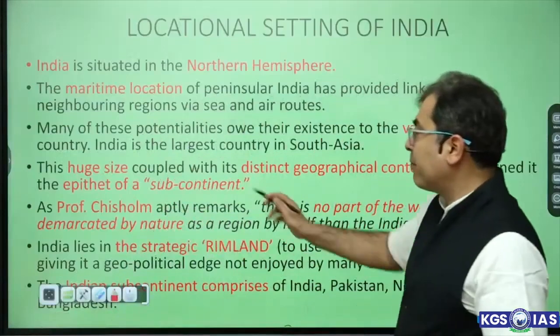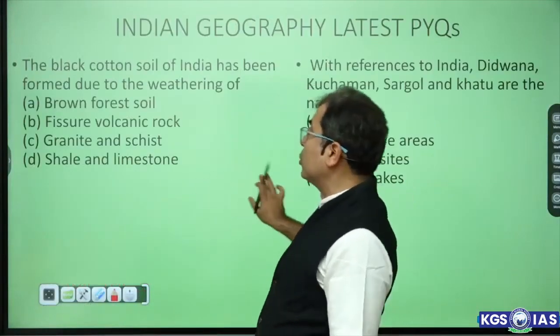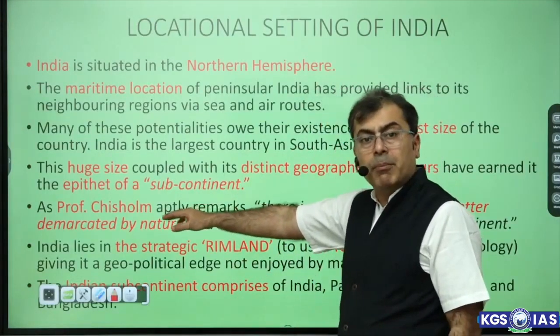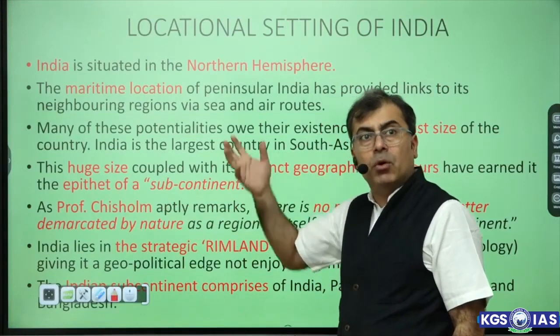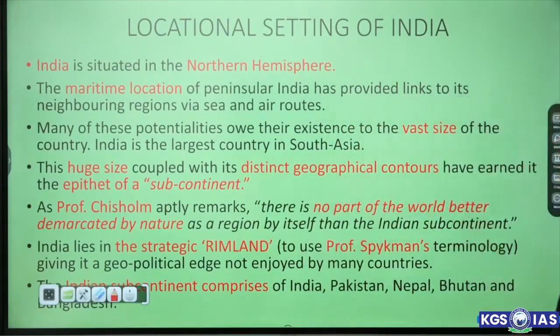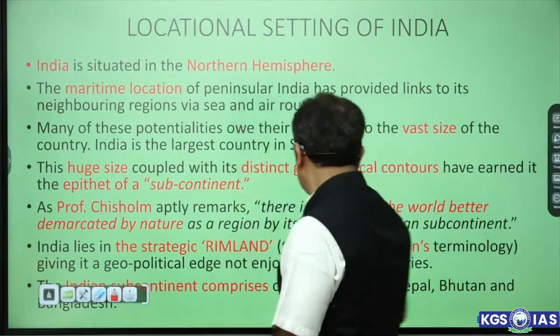Subcontinent. Professor Chisholm, you can also use these names. You can also use these names in your answers. Professor Chisholm, an important person who has his view on that. So after that he said that there is no part of the world better demarcated by nature by itself than the Indian subcontinent. So what is India called?